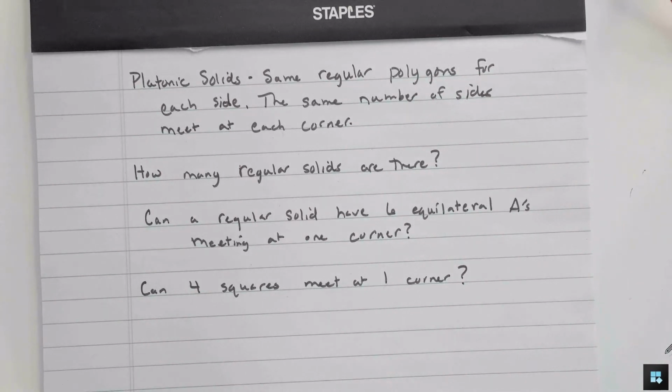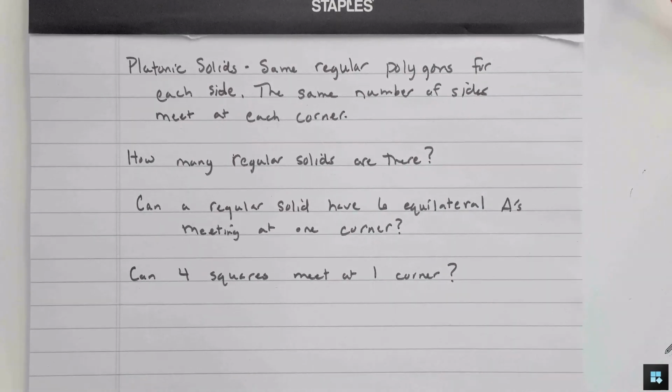So your construction of these hopefully helped you think about some of these ideas, and I'd like you to think about them further, okay? Can you make a regular solid that has 6 equilateral triangles, not just 3, 4, or 5? And can 4 squares meet at one corner, not just 3? So think about that, and we'll talk about it more on Friday. Bring your Platonic solids back then, please.